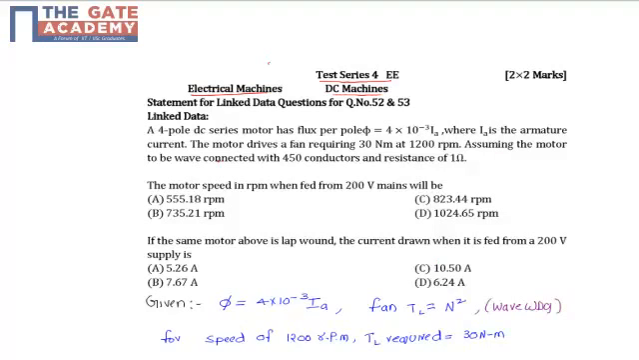Assume the motor to be wave connected with 450 conductors and a resistance of 1 ohm. So we have to calculate the value of the speed of the motor in RPM when fed from 200 volts.